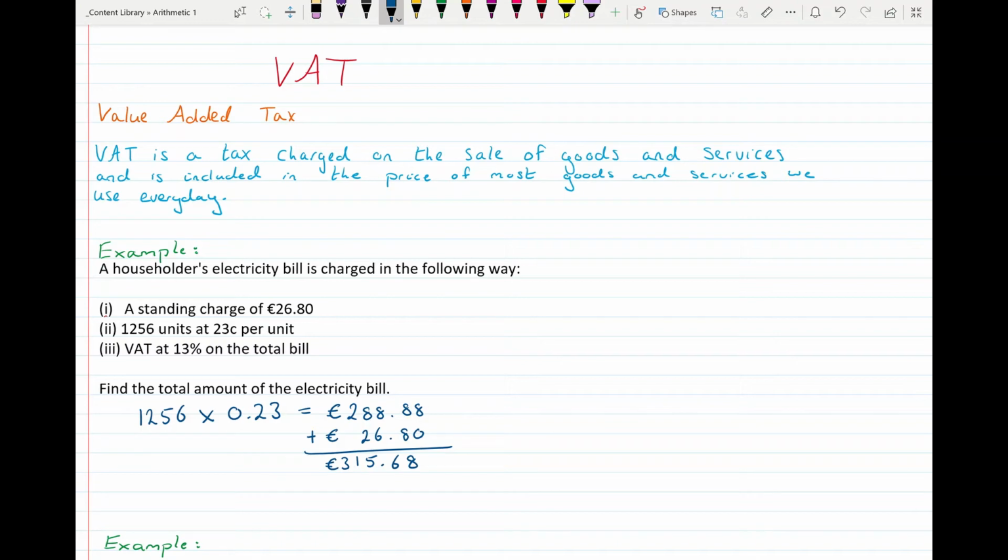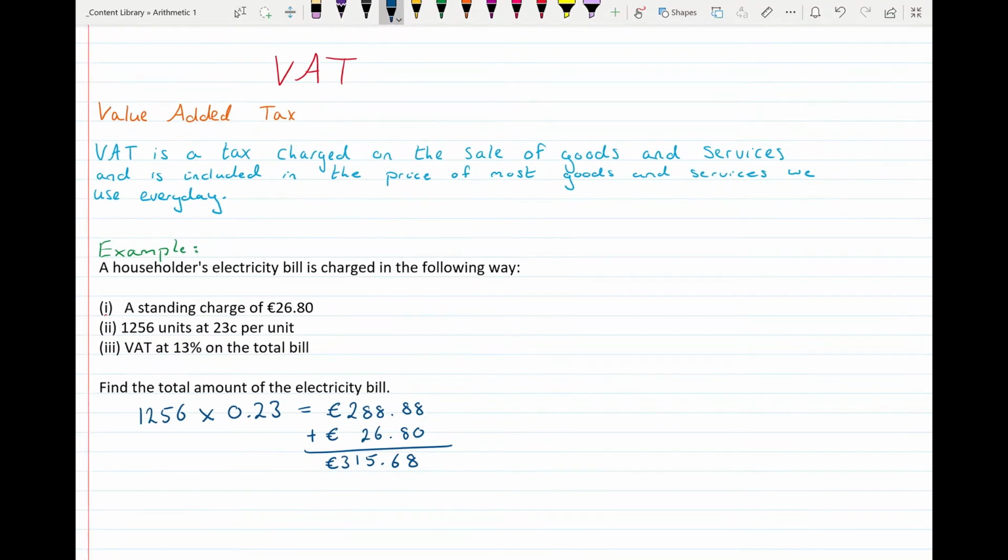And then we need to get the VAT on that. So the VAT is charged at 13%. So we're going to get 13% of 315.68. The best way to do that is convert 13% to a decimal, 0.13, and multiply it. And that gives VAT of 41.0384.